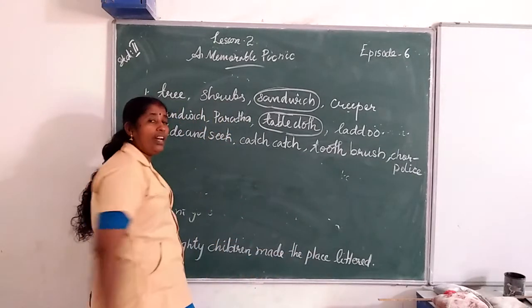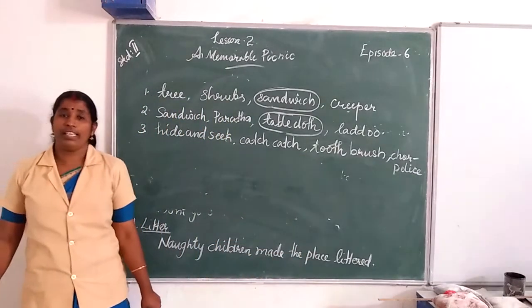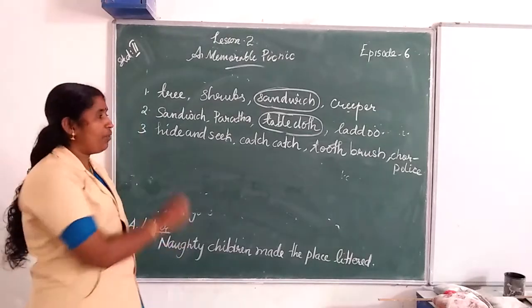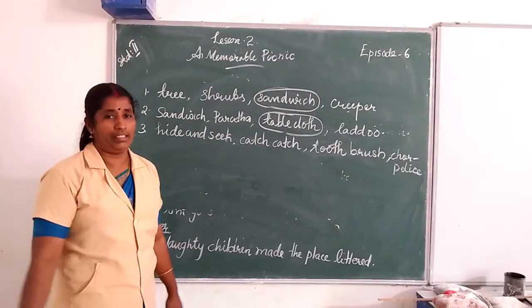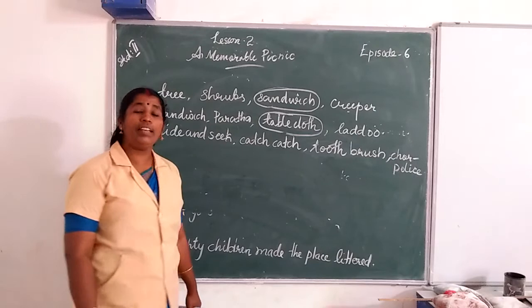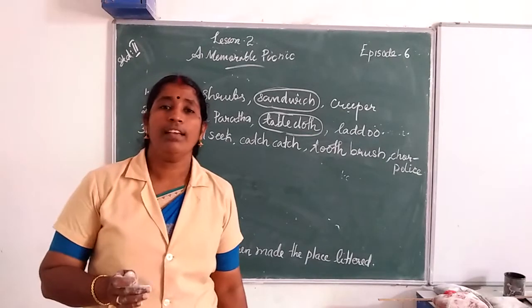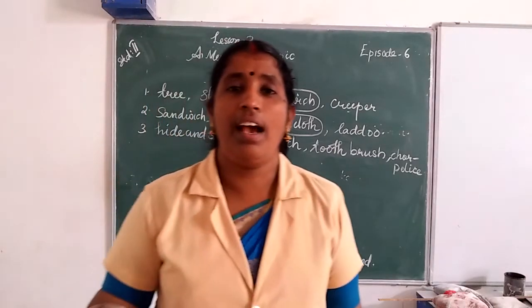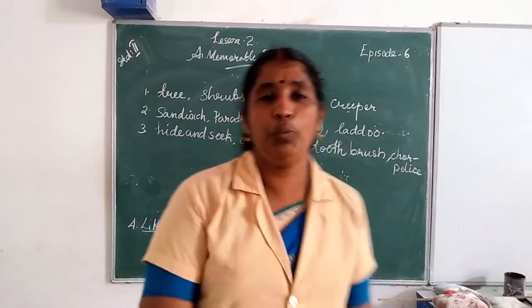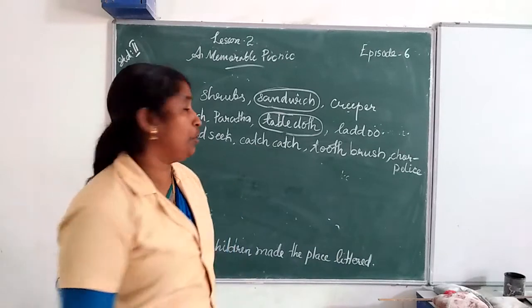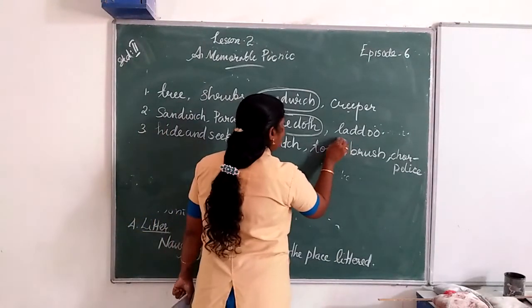Three items are the names of games and one is a name of a thing. Okay, is it clear? Then which one is the odd one? Can you say the answer? Which one is the odd one? The odd one is toothbrush. Very good. The odd one is toothbrush.